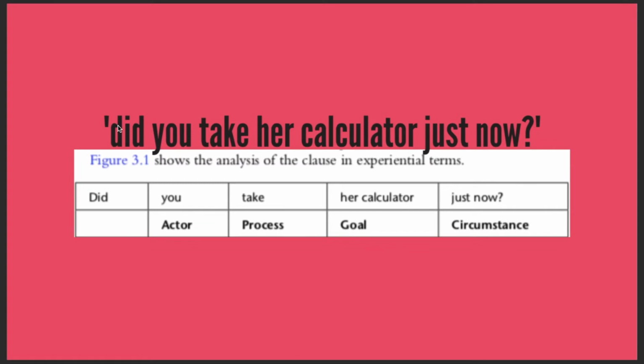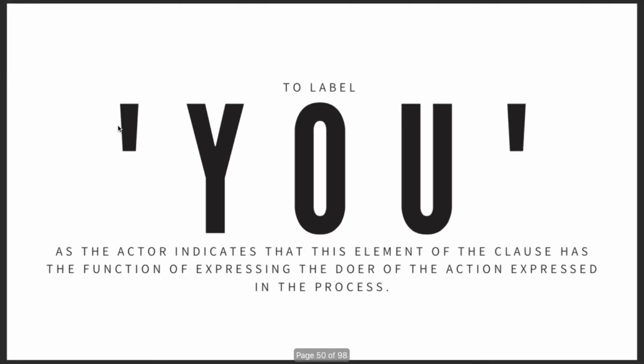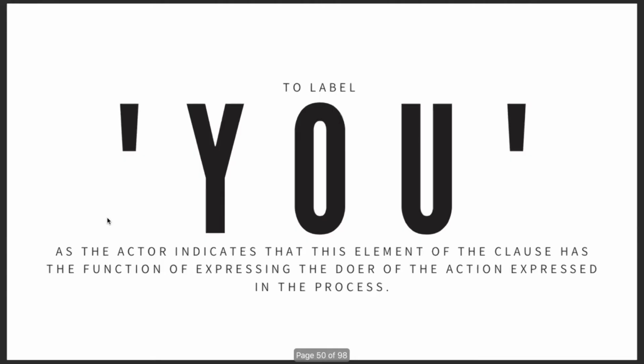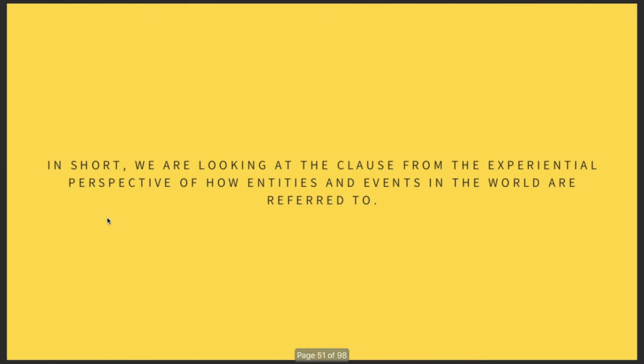Okay, so let's proceed now to the analysis of the clause in experiential terms. So we have, did you take her calculator just now? To label you as the actor, when we say actor, the one who carries the action, you as the actor indicates that this element of the clause has the function of expressing the doer of the action expressed in the process. So in short, we are looking at the clause from the experiential perspective, how entities and events in the world are referred to.